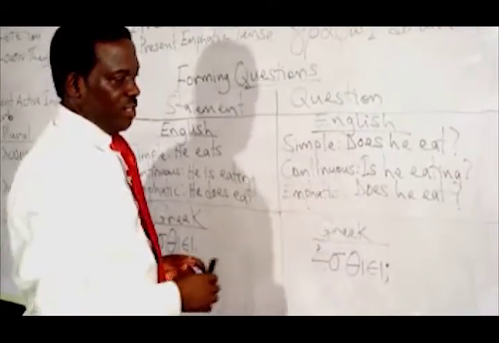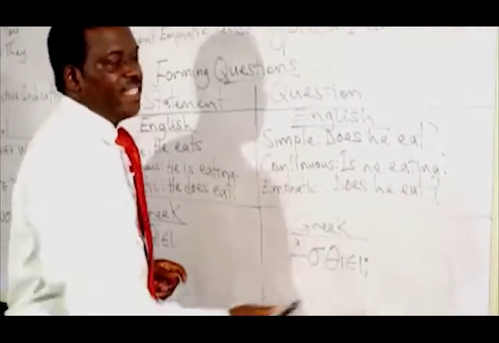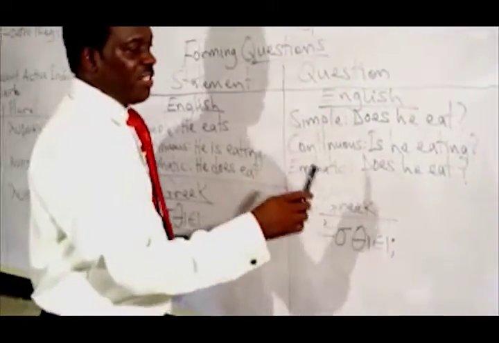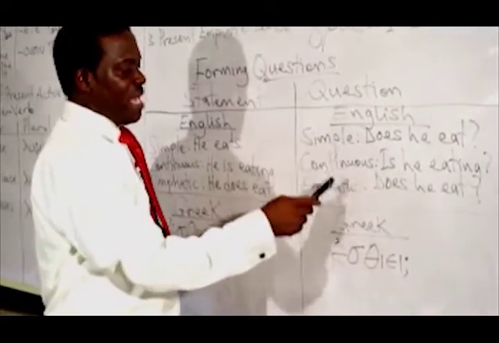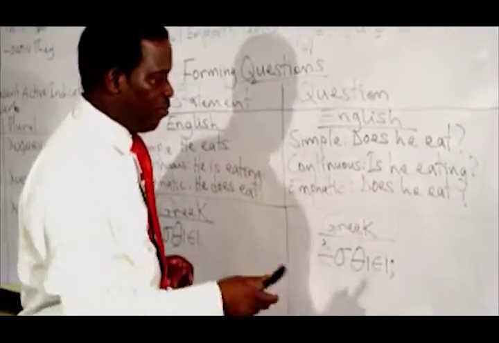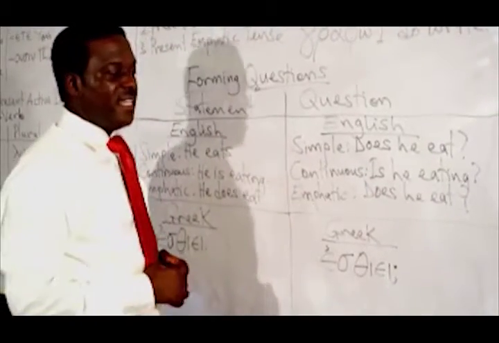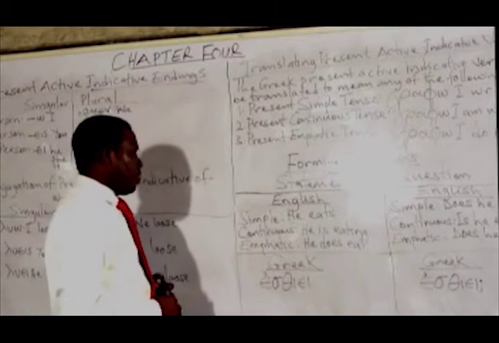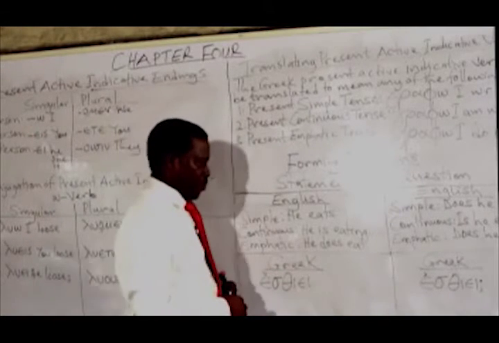In the continuous: is he eating? In the emphatic question: does he eat? The simple and emphatic are the same: does he eat? But in the continuous: is he eating? This is English. We are now coming to Greek.